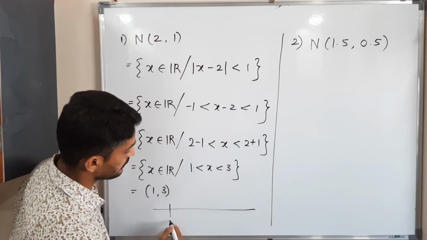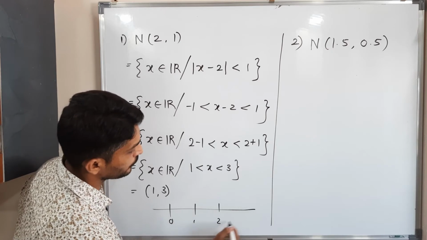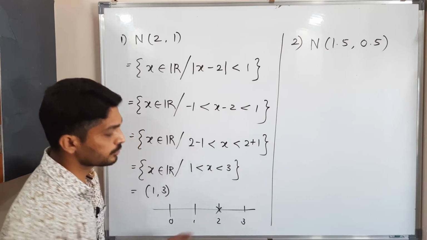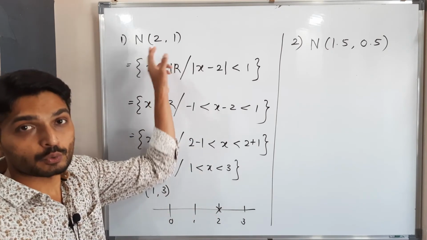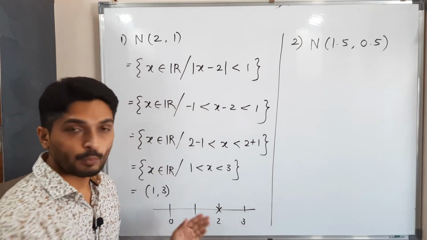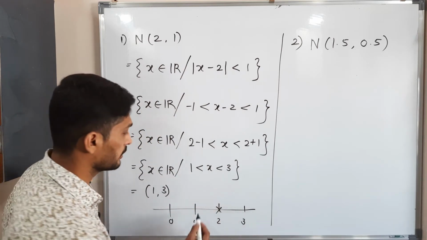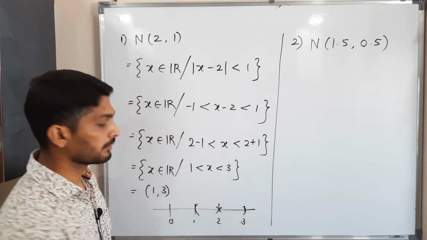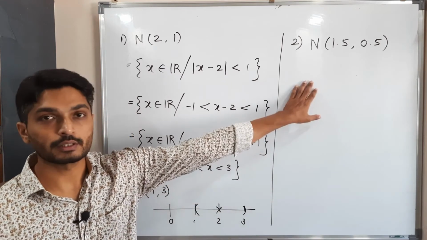Getting? So see, this is 0, 1, 2, 3. So the point is 2. Given point is 2. And what is the neighborhood? What is value of epsilon? 1. So 1 on that side, 1 on this side. So this interval we get 1 comma 3. Let us solve the second example.